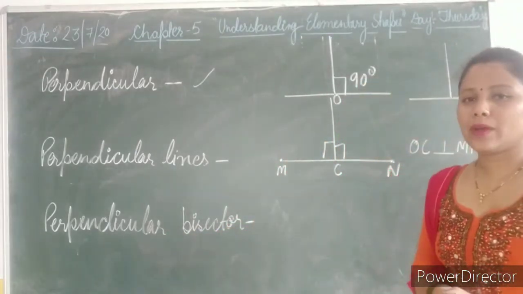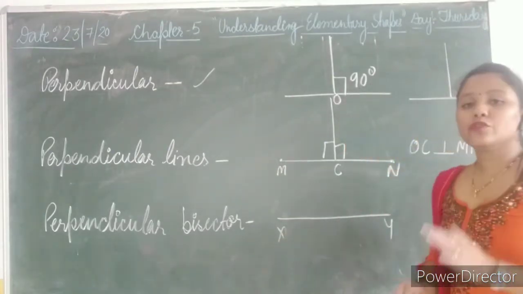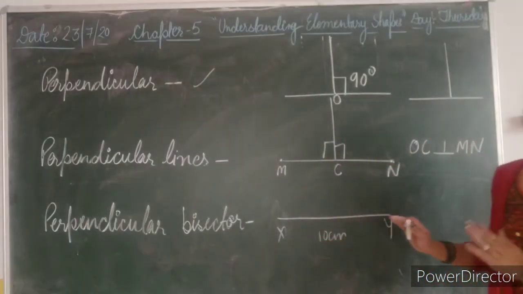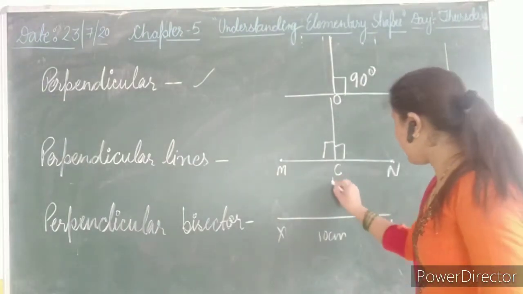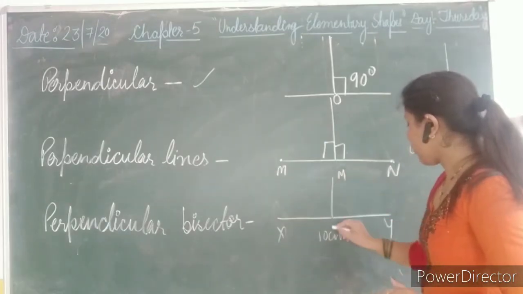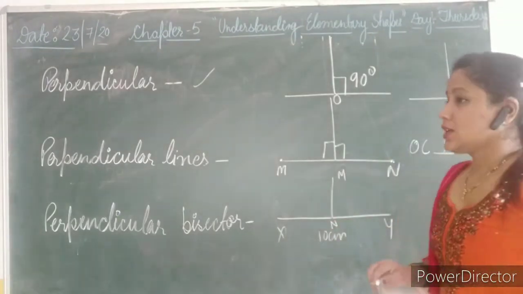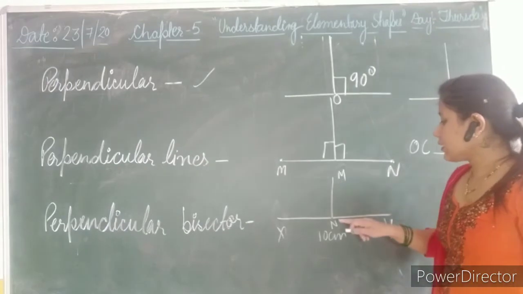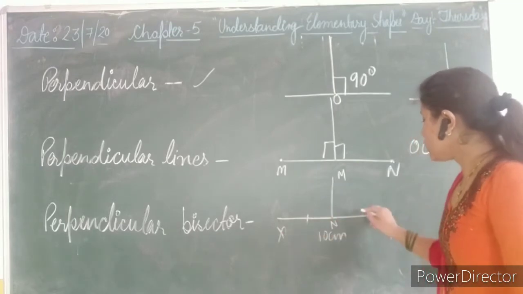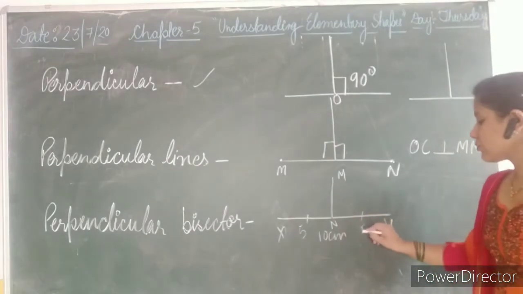So what is the meaning of perpendicular bisector? Suppose I have a line XY, which length is 10 centimeter. What is the length of XY? That is 10 centimeter, and the line which is perpendicular to it, suppose that MN is the line which is perpendicular to XY, and at the same time the perpendicular MN divides XY into two equal parts. It means XN is 5 centimeter and NY is also 5 centimeter.